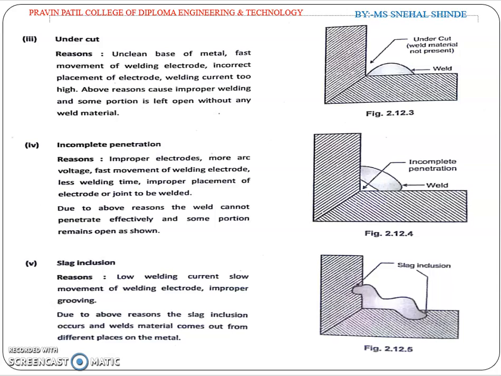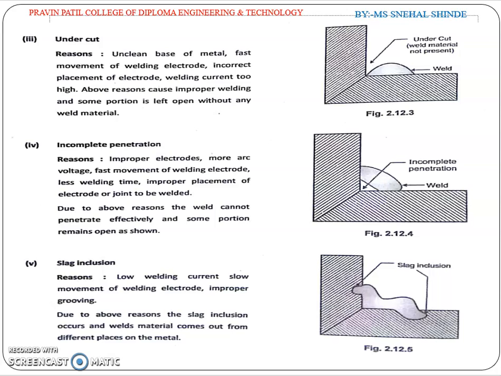Then incomplete penetration. Reasons: improper electrodes, more arc voltage, fast movement of welding electrode, less welding time, improper placement of electrode or joint to be welded. Due to the above reasons, the weld cannot penetrate effectively and some portion remains open as shown.